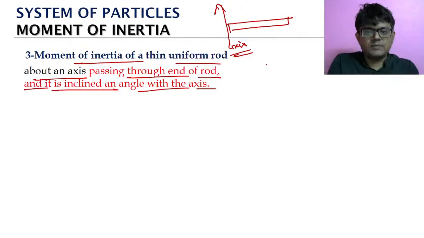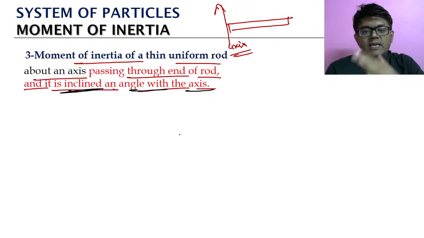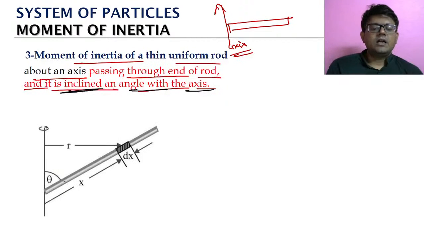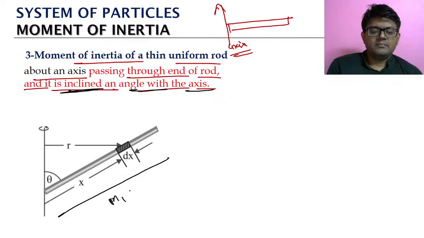So the axis passes through the end and is perpendicular to the length of the rod. We saw that before. But here, the axis is passing through the end of the rod but not perpendicular. It is making an angle, inclined at an angle with the axis. The rod is making an angle with the axis. Now look at how to do it. So this is the rod of mass m, length l.